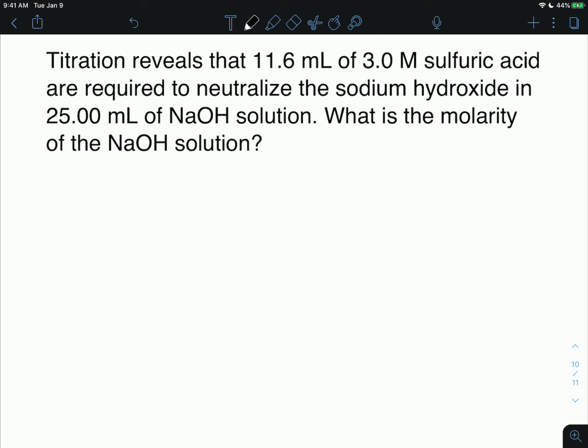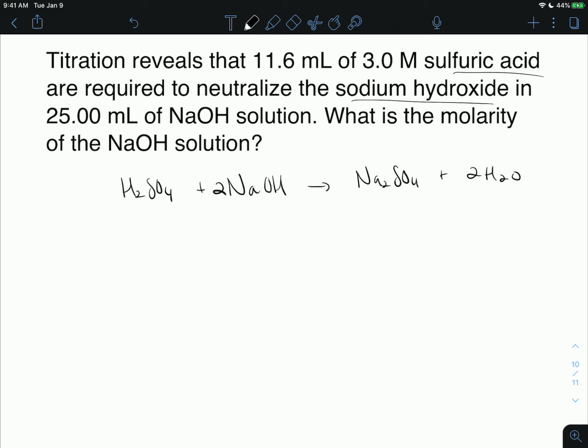So we've got sulfuric acid and sodium hydroxide. Before we do anything else, let's go ahead and write out our neutralization. So we have H2SO4 plus NaOH goes to Na2SO4 plus water, like so. Now, once we have this, we can go ahead and read what our problem actually says.